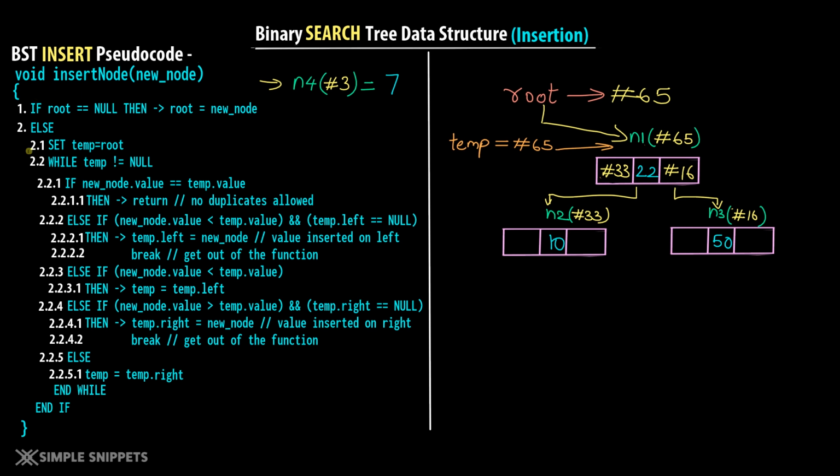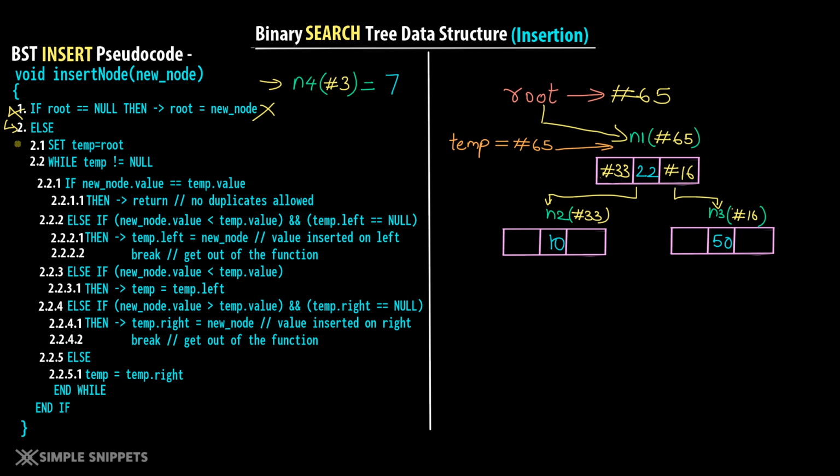But how does that happen in this pseudocode? Because we have to write a code, of course we have to follow the different steps. So again, let's follow the steps quickly. Of course, this part is not going to be true, so step number 1 is not going to be executed. Root is not null. Then we'll go in the else part. We will set temp equals to root. So temp is created over here. It is pointing to root, which is n1, so it has the address of hash 65.